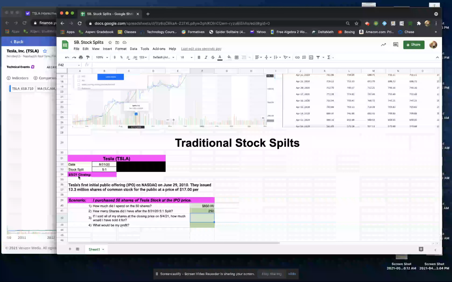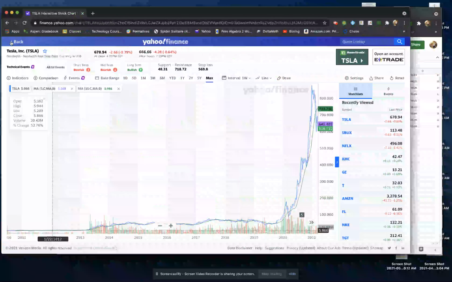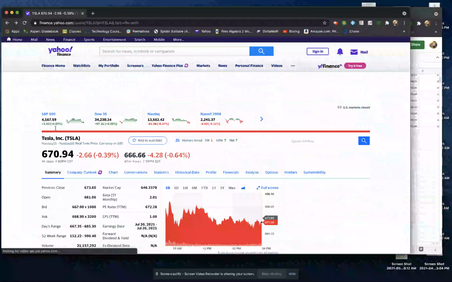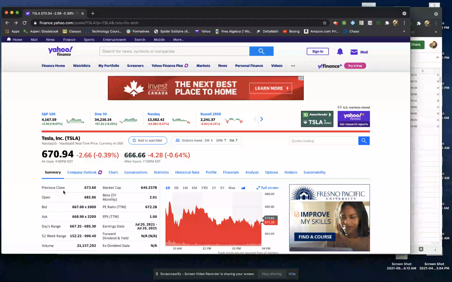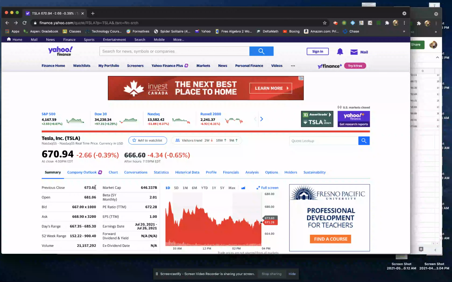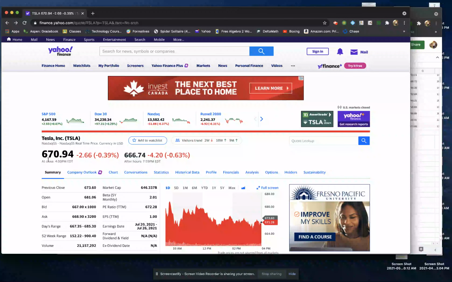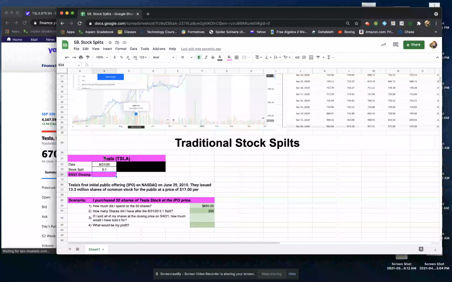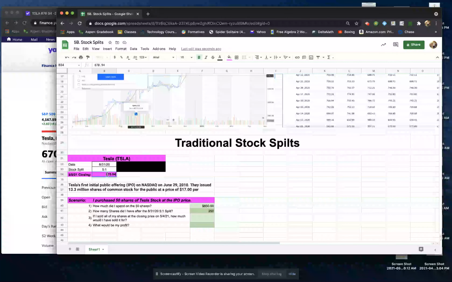I'm wondering what it closed at yesterday. So I'm going to come over to Yahoo Finance. I have Tesla up already. And Tesla closed, I'm looking at it on Wednesday evening. So tomorrow you'll be able to take this number right here, the previous close. Tesla closed at 670.94 today. So I'm going to come back to my chart and say it closed at $670.94.